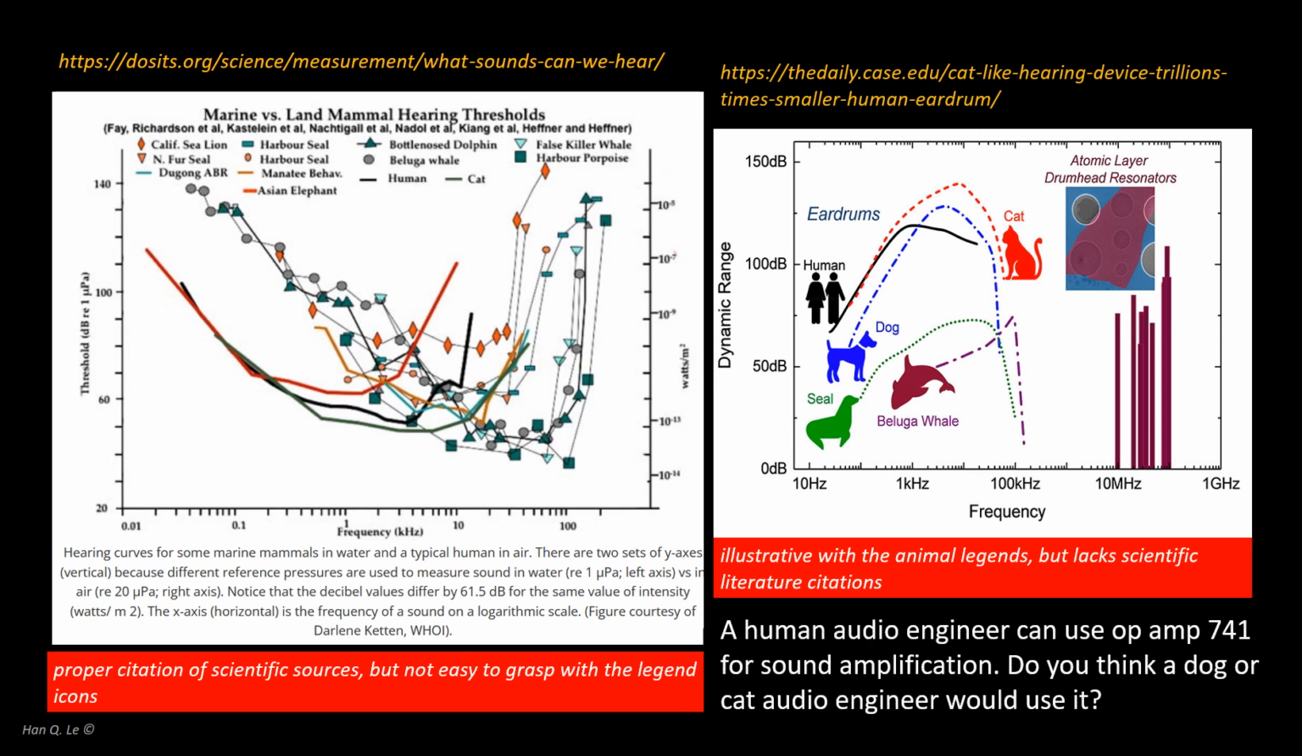A relevant question to this lab assignment is whether a dog or cat audio engineer would use the same 741 op-amp chip that is popular with human audio engineers. Unlikely, based on their hearing ranges. So, if you are a vet designing hearing aids for dogs and cats, you will need a different chip.